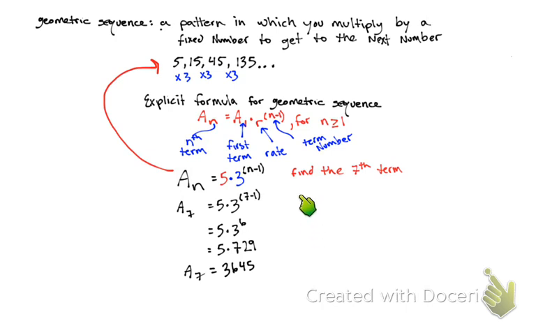Alright, so again, all we did was we took the first term, plugged it into a sub 1. We found the rate, how much it's increasing by each time. So what do you have to multiply by to get from one number to the next? We found that to be 3, so r is going to be 3. You're looking for the 7th term, so you plug in 7 where n is. 7 minus 1 gives you 6. Then follow PEMDAS. Make sure you do exponents first before you multiply.